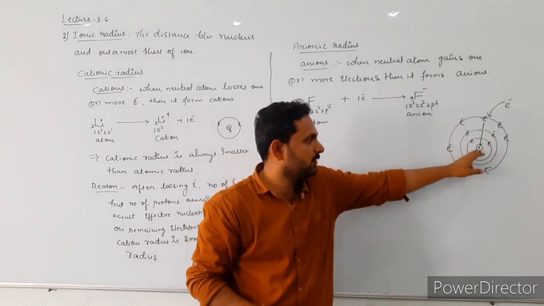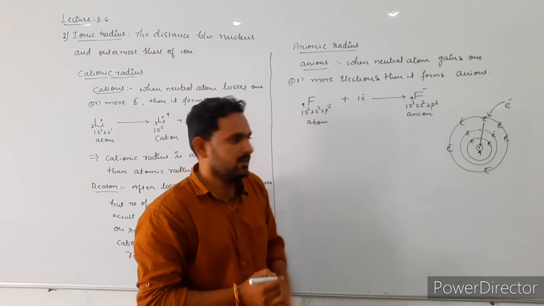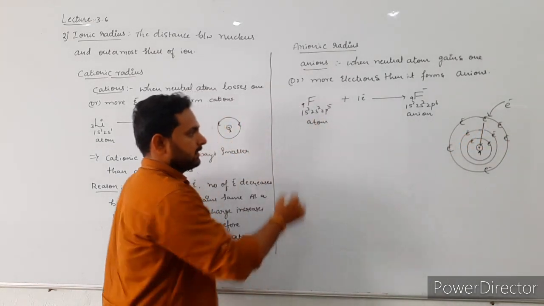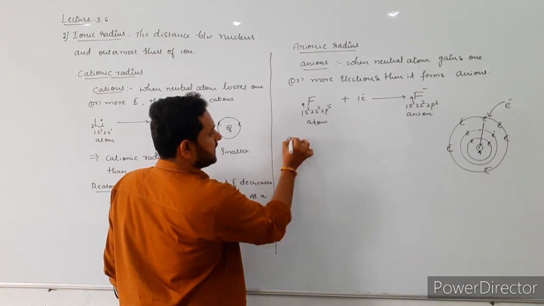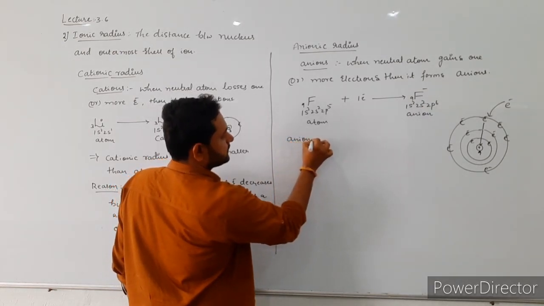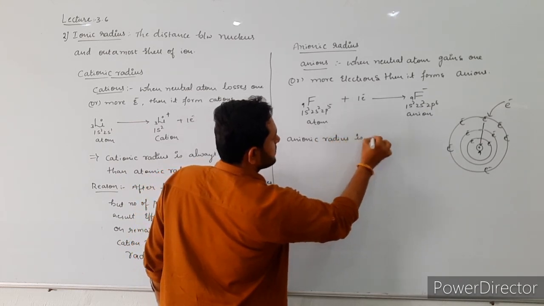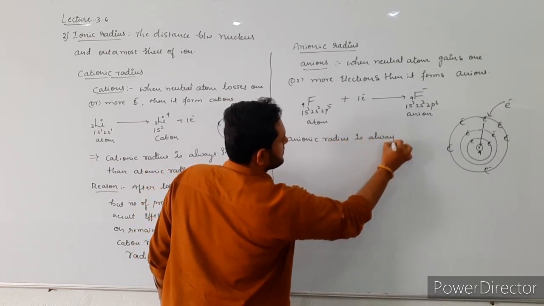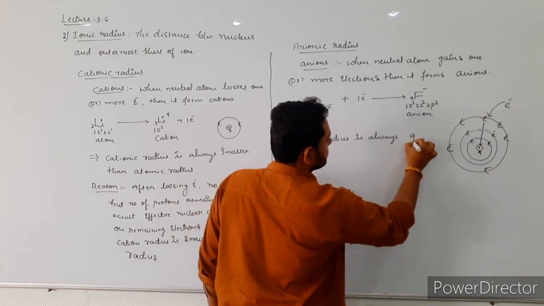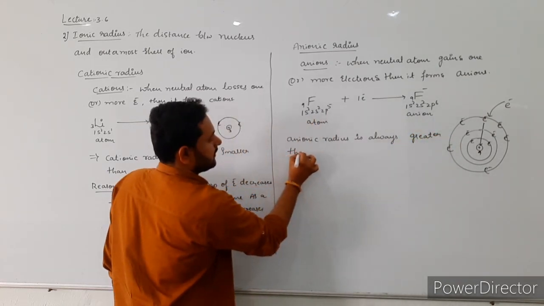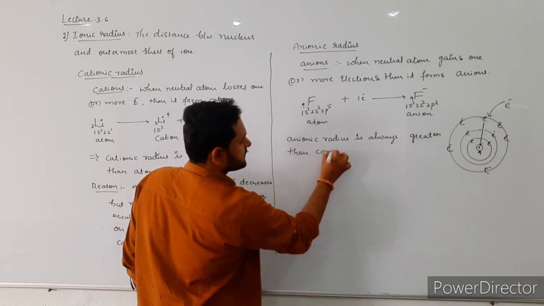Here, why does the force of attraction decrease? Because of more interelectronic repulsion. I will write here: anionic radius is always greater than corresponding atomic radius.